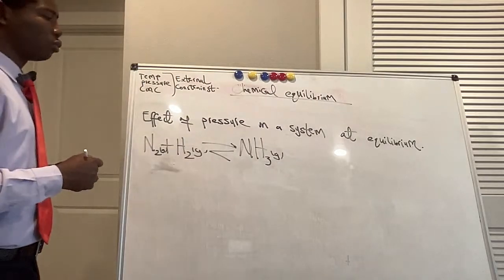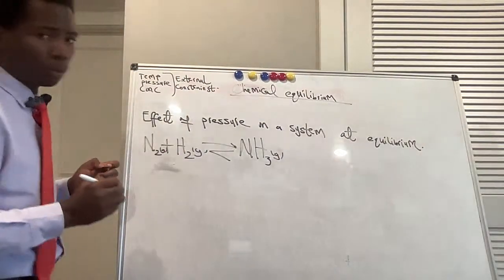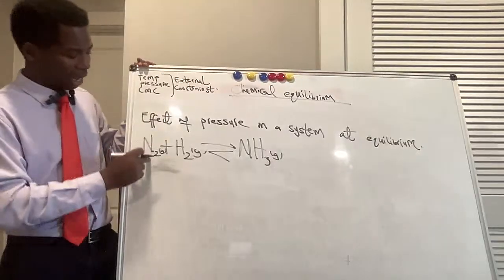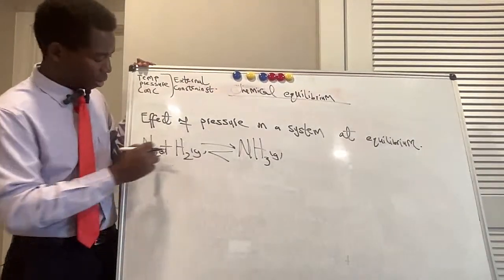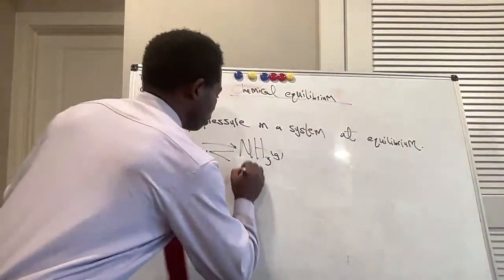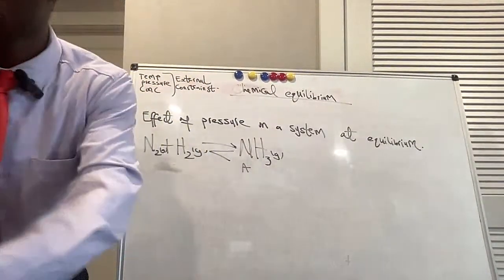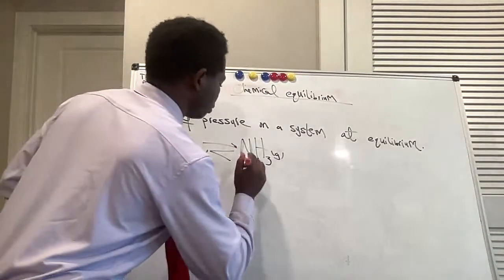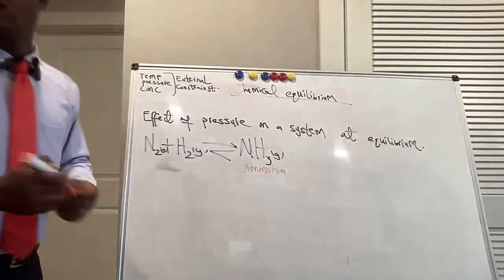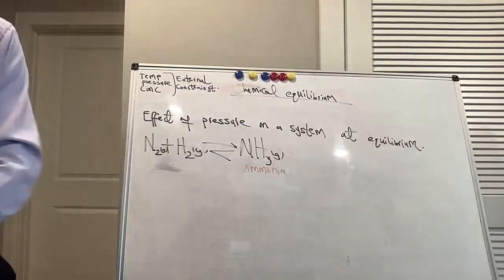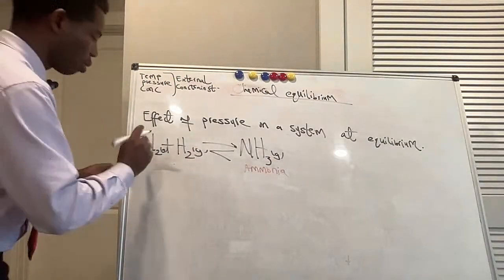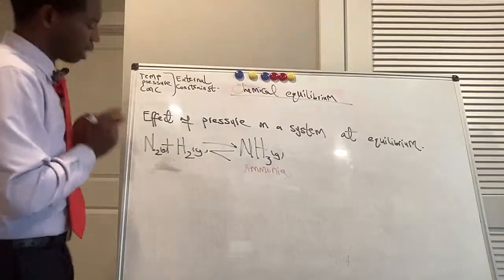Good. Now, before we proceed, let's balance our reaction. Nitrogen reacts with hydrogen, it produces ammonia.